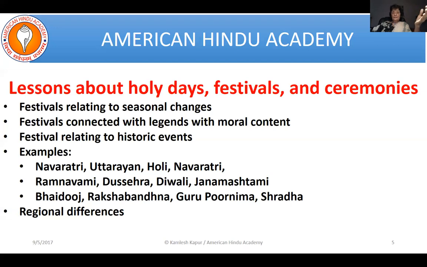Then the Uttarayan, winter solstice, that is again related to the timing when the winter is over. And then there is the monsoon season, rainy season. Most of the fun-filled activities, dramas, dancing, music, ragas, they evolve around monsoon. It is such an important season in India. Then there are festivals related to legends.